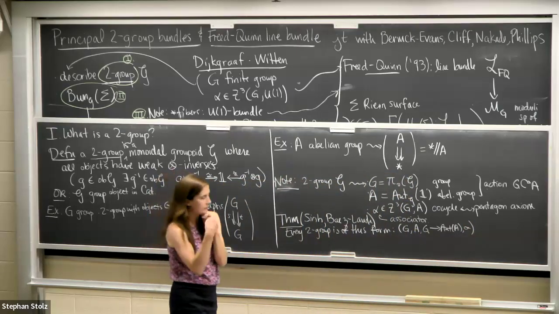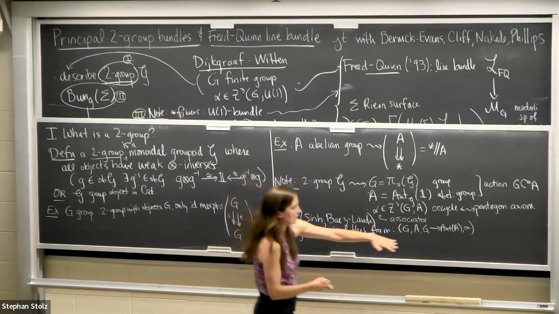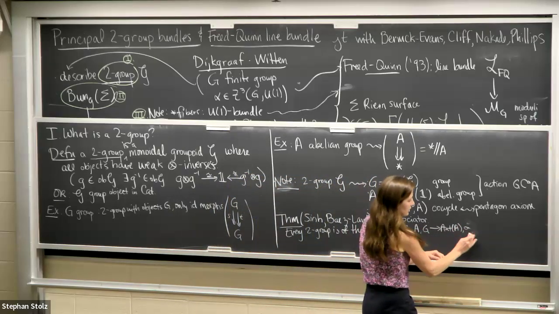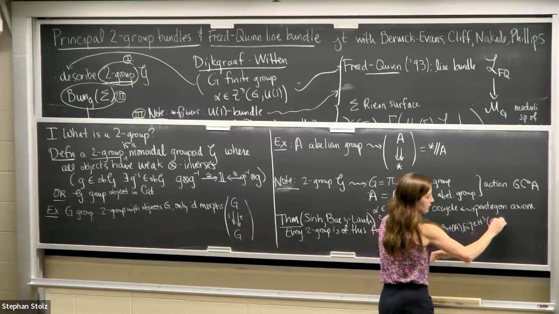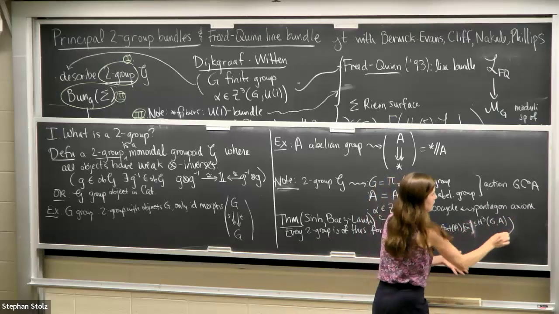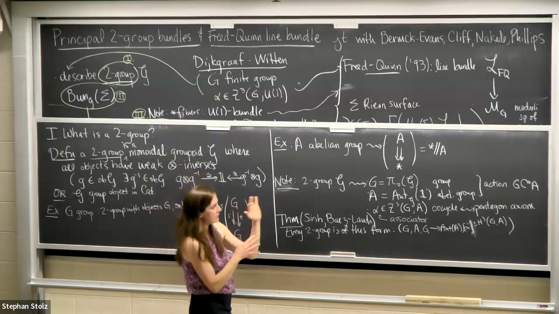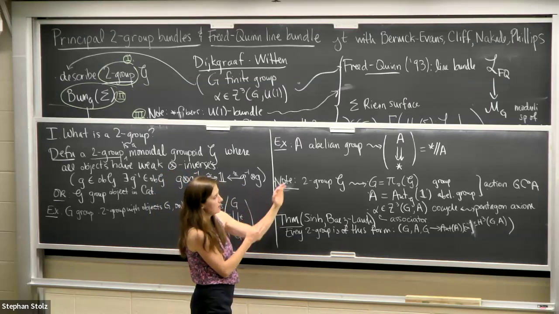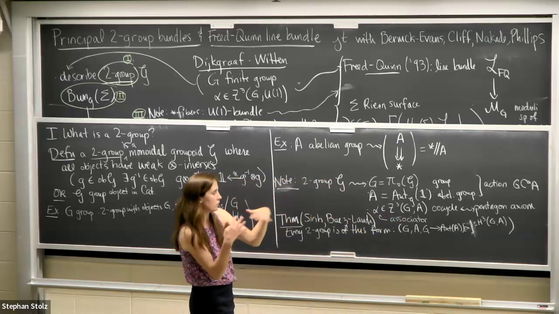And I guess, yeah, to make a more precise statement, if you had equivalent two groups, then this alpha should really be an element of H3 of G. Nice. And yeah, so we've sketched the construction from this categorical information to this more group cohomology information.